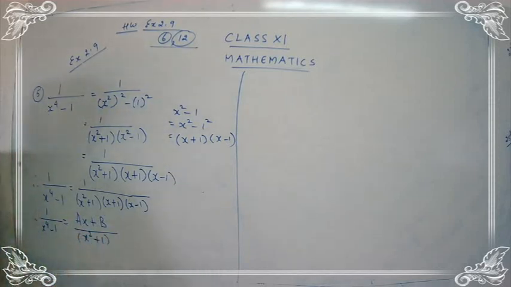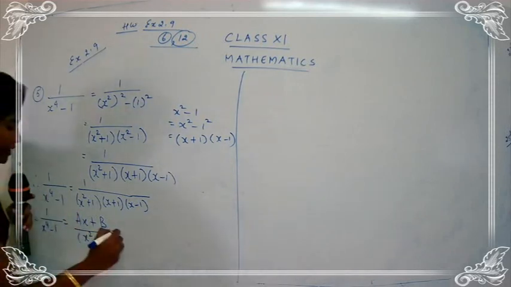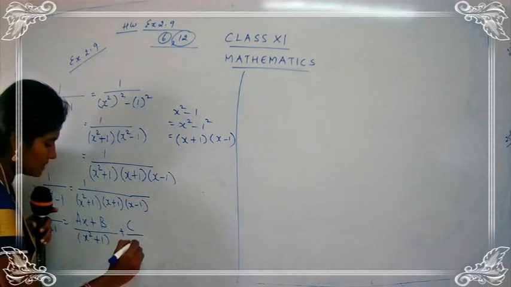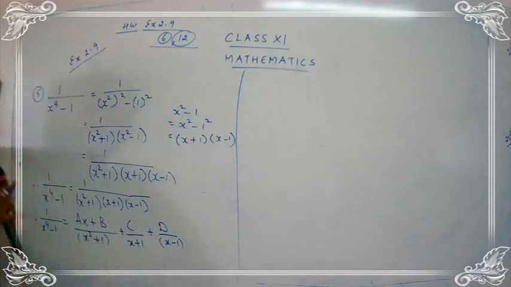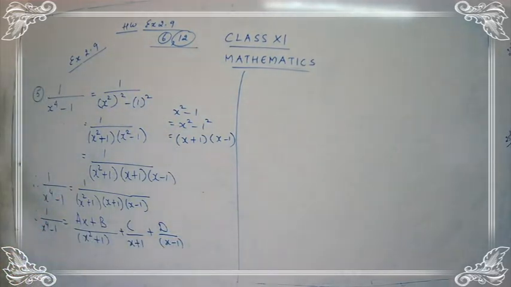Are you clear, children? Yes, x square. So how many unknown values are we having? Two unknown values. So ax plus b plus c upon x plus 1 plus d upon x minus 1. So how are you going to write it down? 1 upon x raised to 4 minus 1 is equal to ax plus b upon x square plus 1 plus c upon x plus 1 plus d upon x minus 1. So this is the answer part.